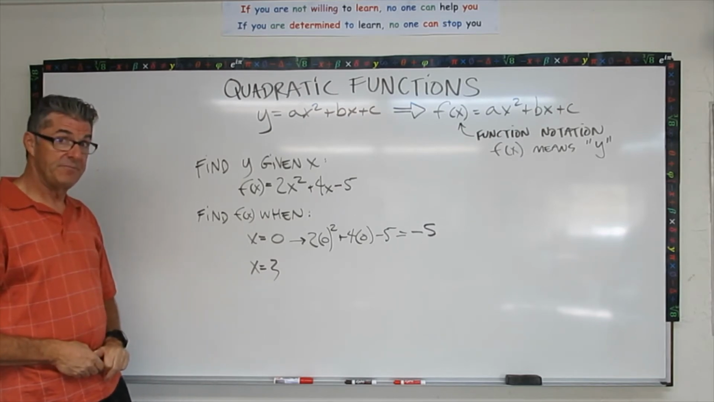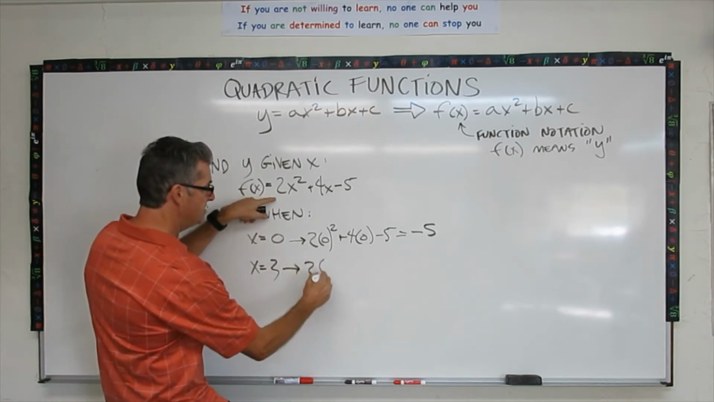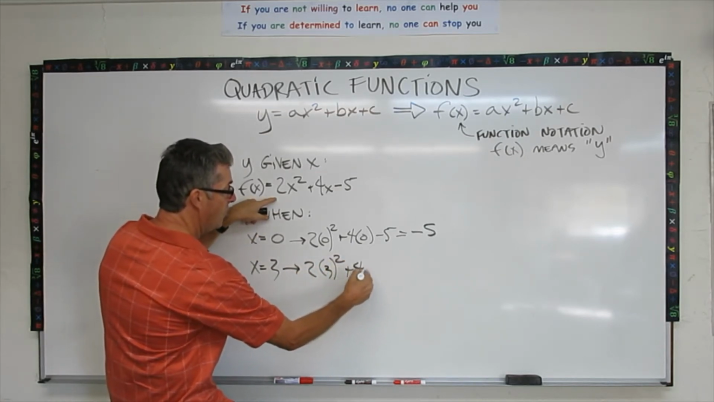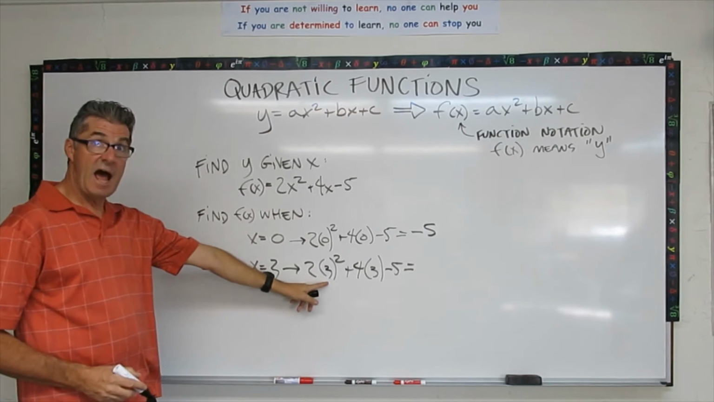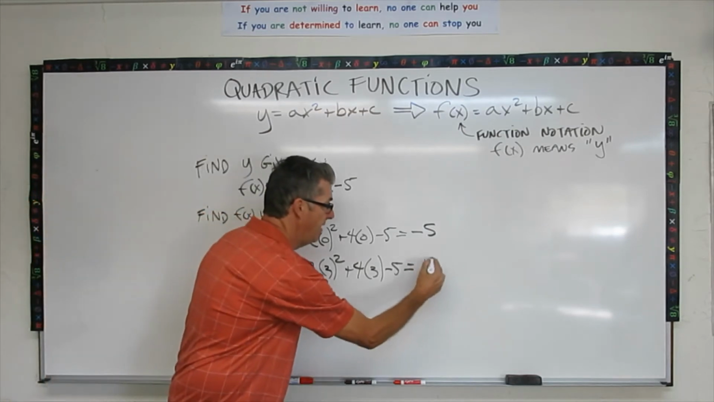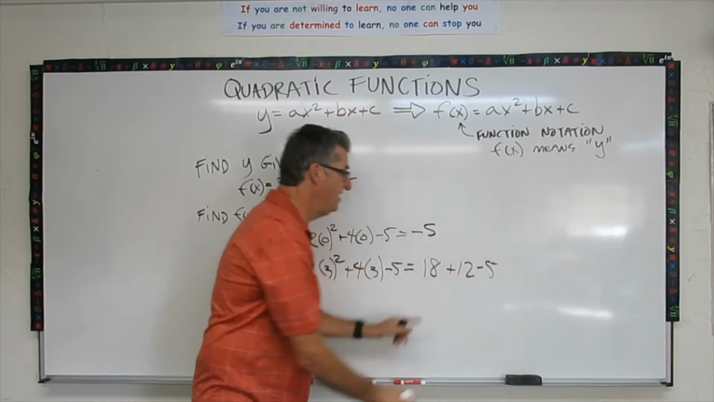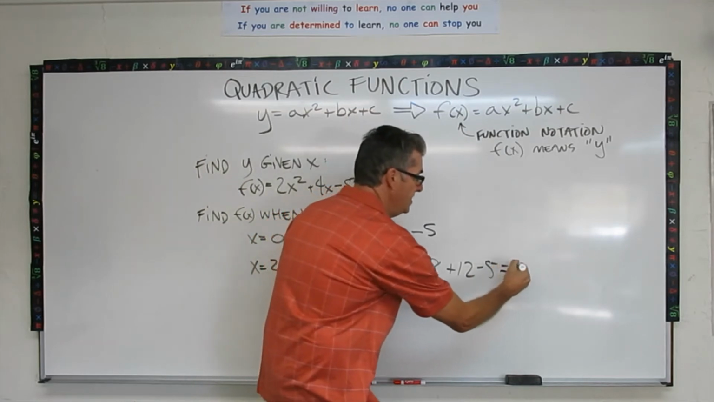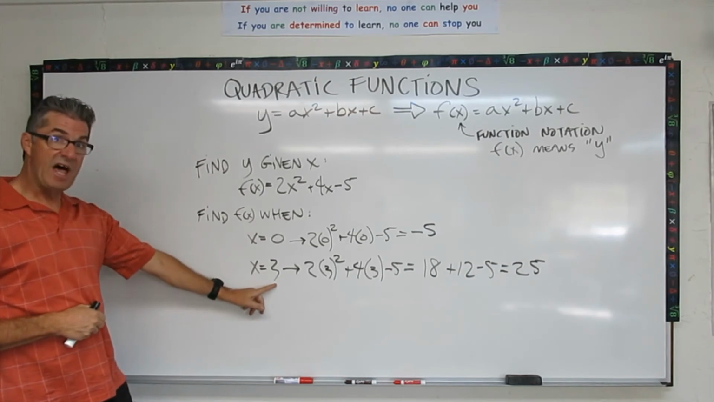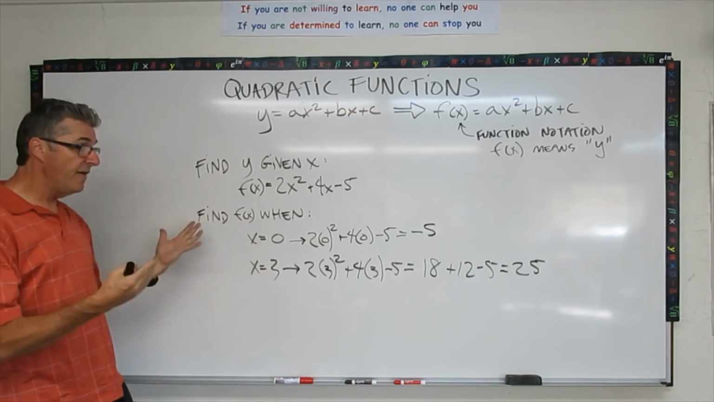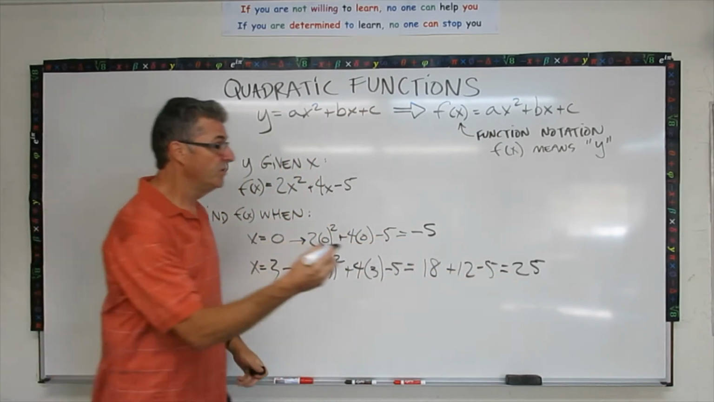So I want you to pause the video and try to find y, or f of x, when x is 3. Okay, let's do it. Now I'm going to plug 3 in for x. 2 times 3 squared plus 4 times 3 minus 5. 3 squared is 9, times 2 is 18, plus 4 times 3 is 12, minus 5. 18 and 12 are 30, minus 5 is 25. Okay, so what that means is that when x takes the value of 3, y, or f of x, is going to be 25.